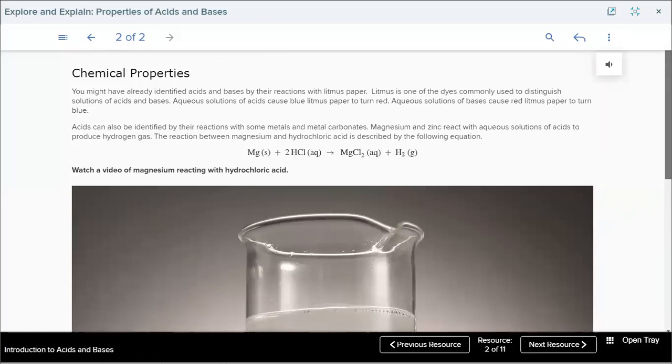So this is Mg plus 2HCl. Mg will replace hydrogen, hydrogen will be replaced by Mg, to produce MgCl2 plus H2. Right? So it's from chemical properties. Listen.